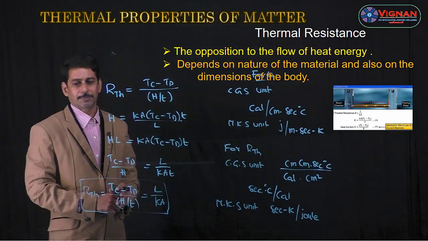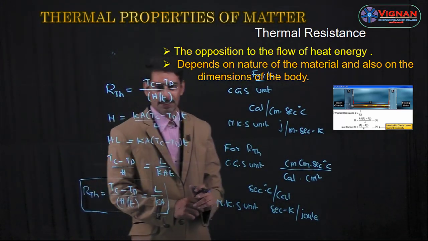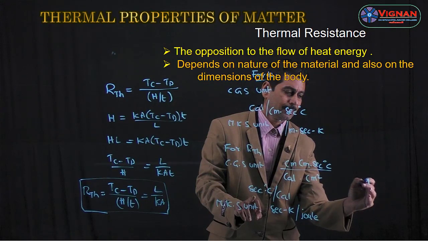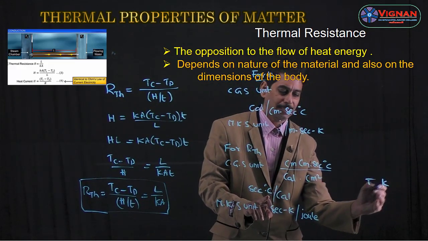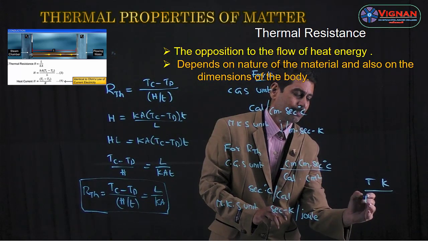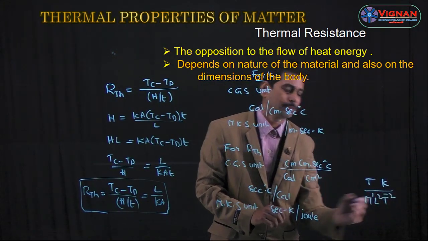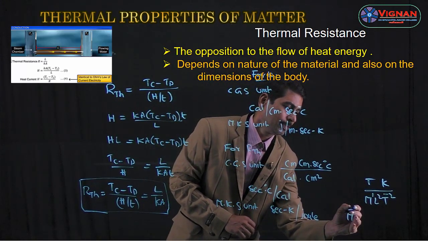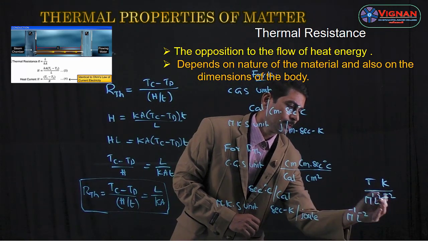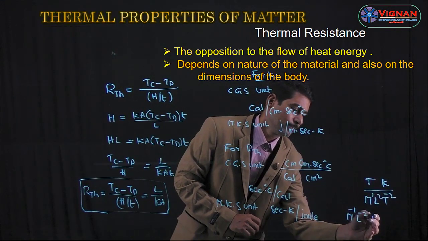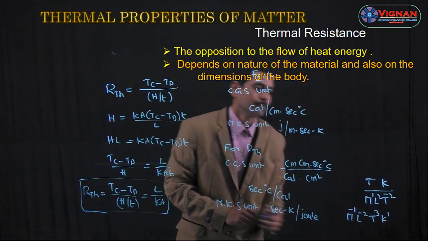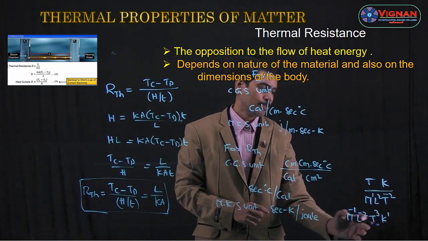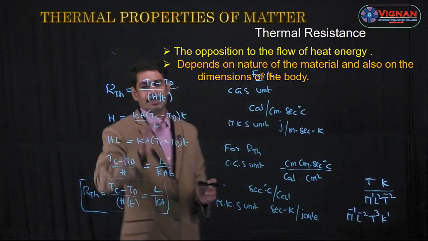And we also write the dimension formula. For second it is T, and for temperature it is K, whereas for heat energy it is M power 1 L power 2 T power minus 2. So it becomes M power minus 1 L power minus 2 T power plus 2, and it is plus 1, so T power 3 and K power 1. So this is the dimension formula for thermal resistance: M power minus 1 L power minus 2 T power 3 and K power 1. So this is about thermal resistance.